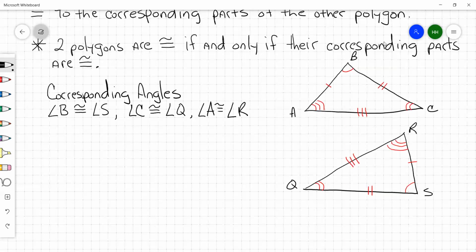Corresponding sides. Let's start with side AC. AC is congruent to which side? All right, look here, be careful. A to C, we're going from A to C. That side has 3 tick marks, doesn't it? So it's got to be congruent to the side that has 3 tick marks, which is QR.